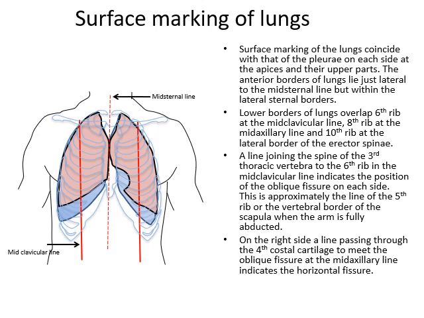Then on the right, a line passing through the 4th costal cartilage to meet the oblique fissure at the mid-axillary line indicates the horizontal fissure. The horizontal fissure is only there on the right side, while the oblique fissure is there on both sides of the lung. As you know, the right lung has 3 lobes and the left lung has only 2 lobes.